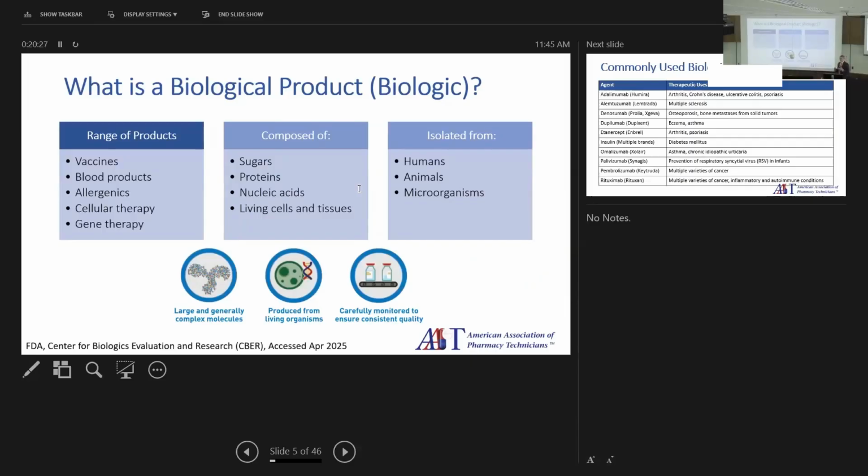Cellular therapies such as stem cell transplant for patients that have lymphomas or leukemias, where we're replenishing their cellular stores. And then gene therapies, where we may modify one of the patient's genes or introduce a new gene into the patient to help reproduce cells, such as in muscular dystrophy or other disease states where different tissues need to be replenished or restored. These biologics are typically composed of larger molecules, sugars, proteins, nucleic acids, large living cells and tissues, and they can be derived from humans, animals, or microorganisms.